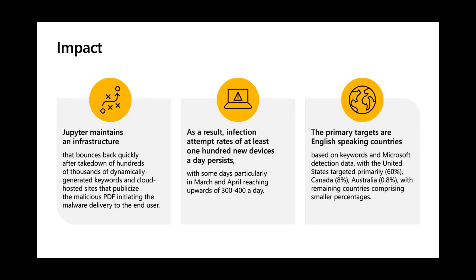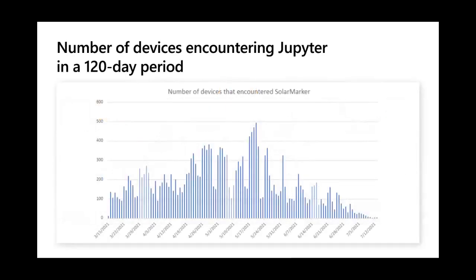We have seen in the past malware abuse keywords in other languages and target other countries. So Jupyter and SolarMarker are certainly not the only malware to abuse search engines or keywords. But in this instance, if you are in an English-speaking country and you have not assessed if a Jupyter infection is in your network, these are things that could indicate that this is something to look for. And this is just a graph from mid-July through March of how many new infected devices we were observing on SolarMarker per day.